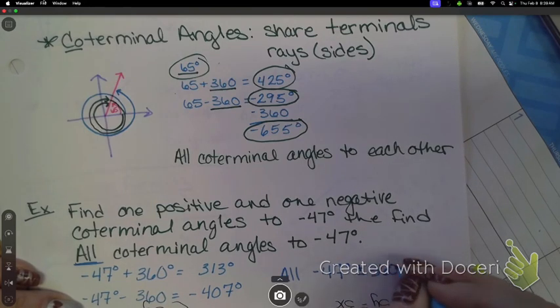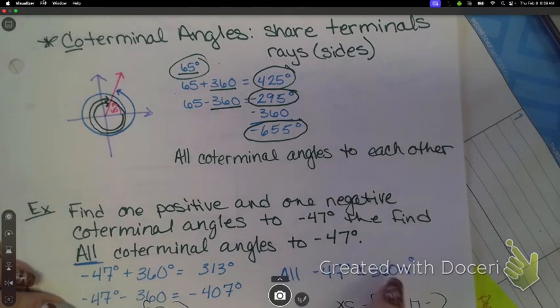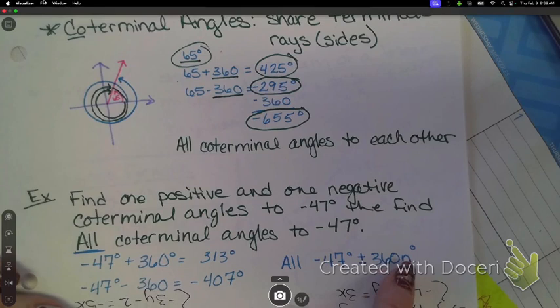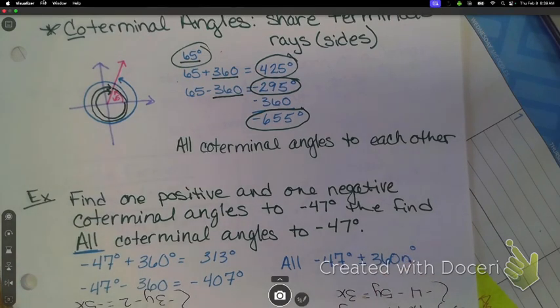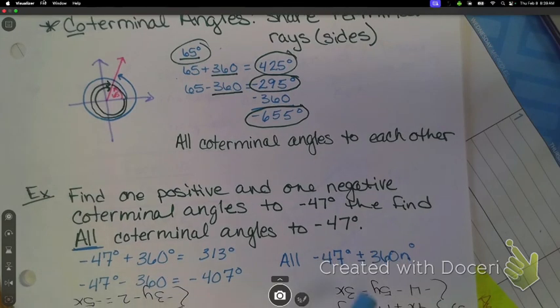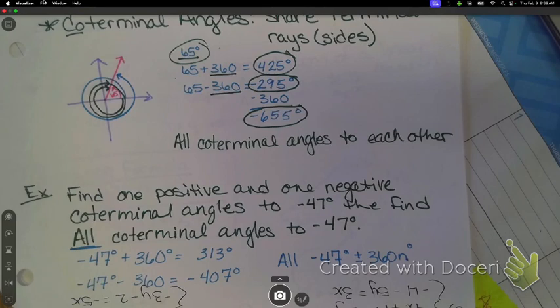360n degrees. What does that n do for me? How does that give me all of them? You can pick how many you want to do. Right, you can pick. So when I want all of them, I'm going to have an equation, right? Because I can't possibly write them all. So positive, negative, and all. Make sense?